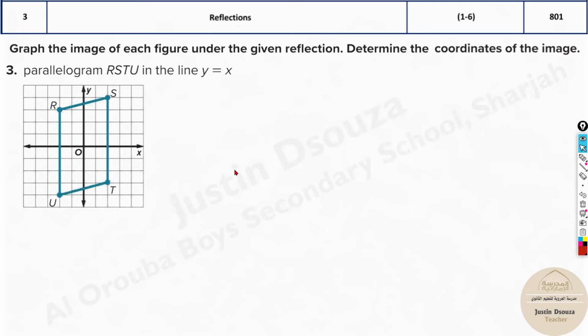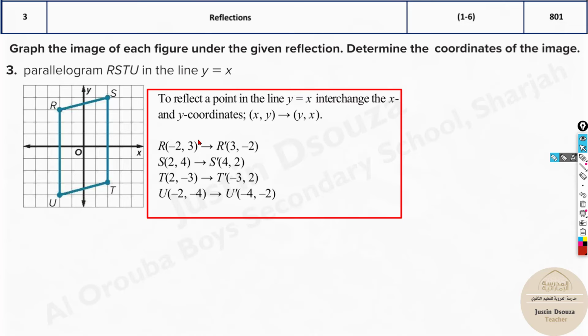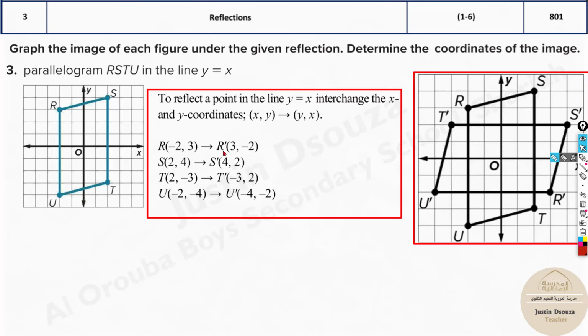Let's look into more problems. Now this is again y is equal to x. Just convert the coordinates. This is simple. We have done it. See, R coordinate is -2, 3. R prime becomes 3, -2. You can draw a line and change it up.